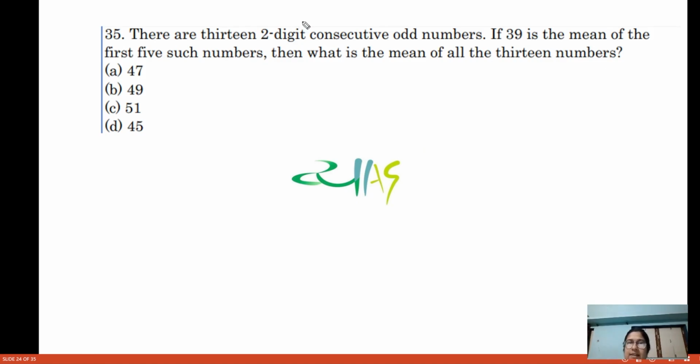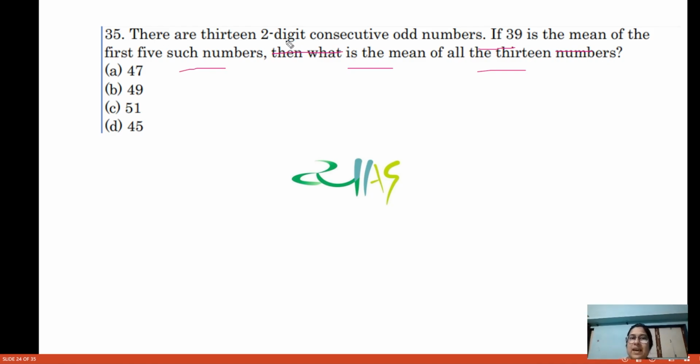It is saying if there are 13 two-digit consecutive odd numbers, if 39 is the mean of the first five such numbers, then what is the mean of all the 13 numbers? Okay, so it is saying you have two-digit consecutive odd numbers, in which 39 is the mean of the first five such numbers.